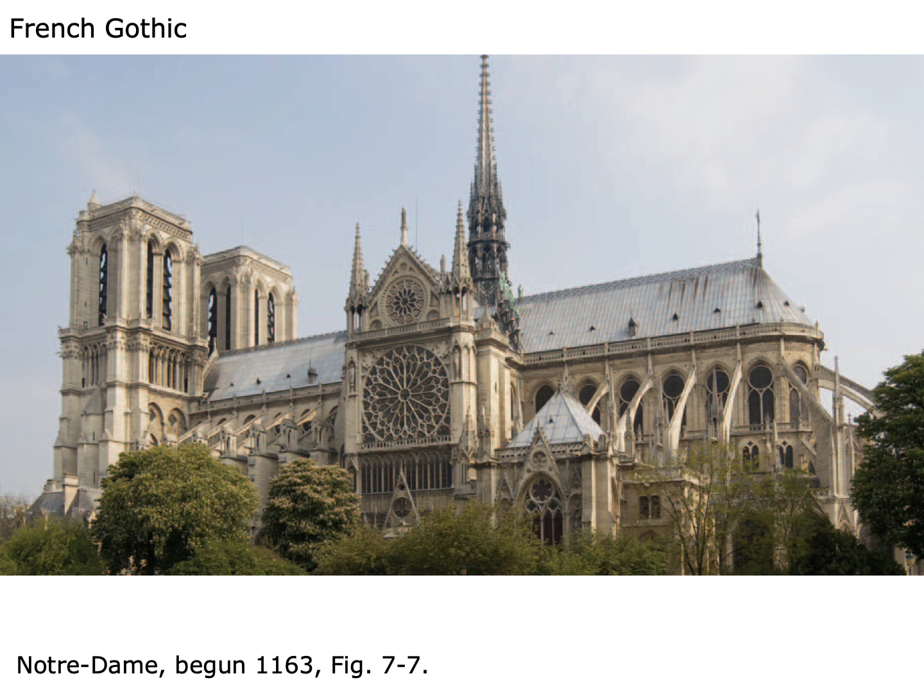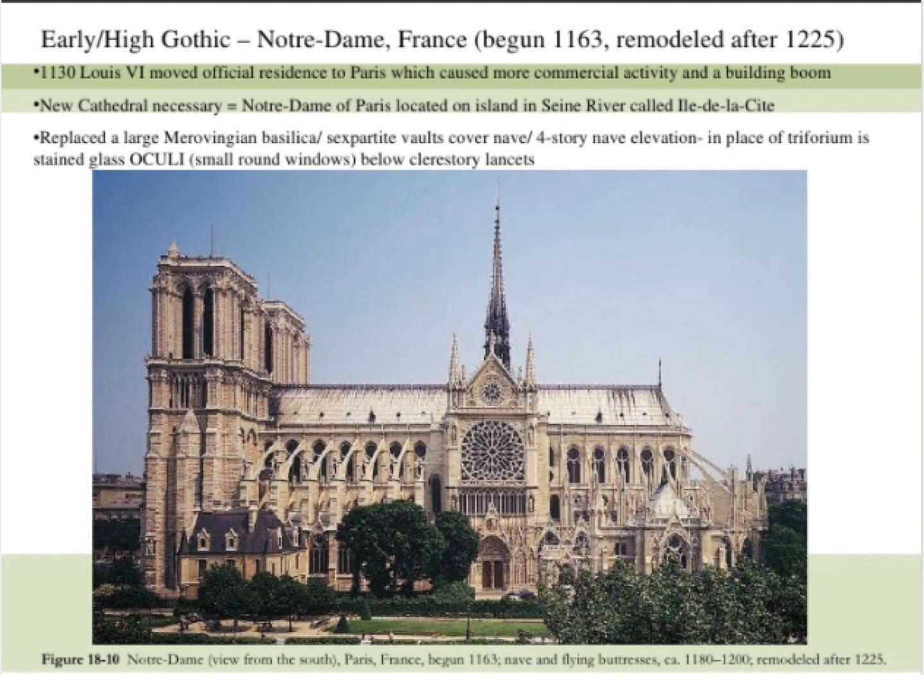The repeated round circular windows are called oculi. And you can see how adding the stained glass all the way around makes the building feel lighter and airier, a big departure from the Romanesque thick walls. Notre Dame sort of bridges the gap between early and high Gothic.